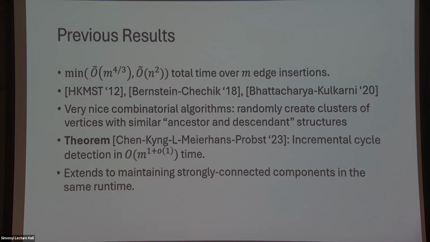Now, last year, in work that was done while I was a member here, we gave an algorithm that solves this problem in time m^(1+o(1)). So up to this o(1), it's the best possible you could hope for. It also extends to maintaining something called the strongly connected components in a graph. Basically, u and v are in the same strongly connected component if they're involved in a cycle.